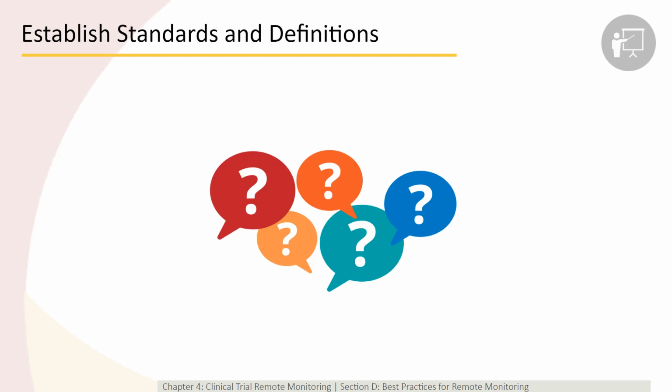Another best practice for remote monitoring is to establish standards and definitions, which can be found in standard operating procedures or SOPs, existing or new templates, and other tools. Here are 5 things to consider when updating documentation for remote monitoring. Who will be accessing the documents? For example, is it all or specific members of the internal team? Or is it the external team members, such as monitors, auditors, or third parties?